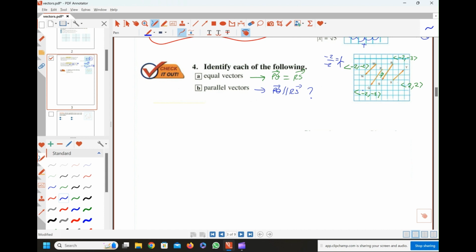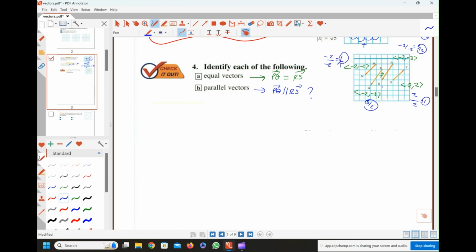What about the ratio in these two vectors? Negative 3 over negative 2, which is 3 over 2. So those two are 3 over 2. We already wrote them as parallel vectors. What about the last one? 2 over 2. What's the ratio? Vertical change over horizontal change. 2 over 2, 1. So I have two ones here.